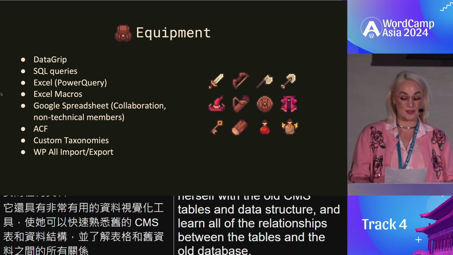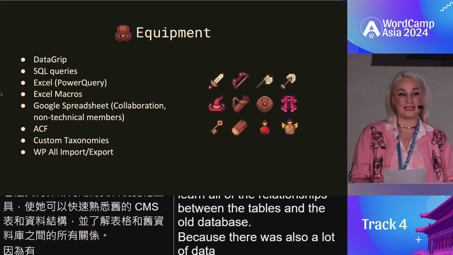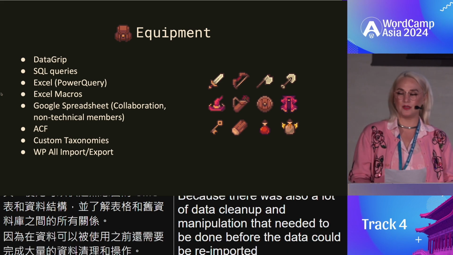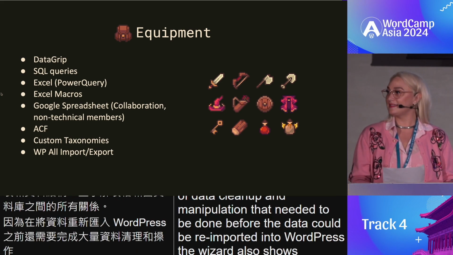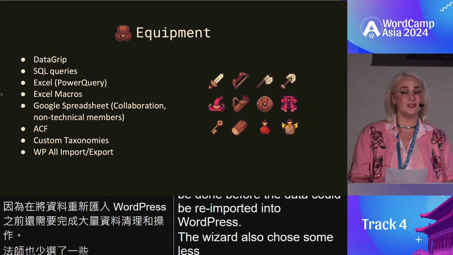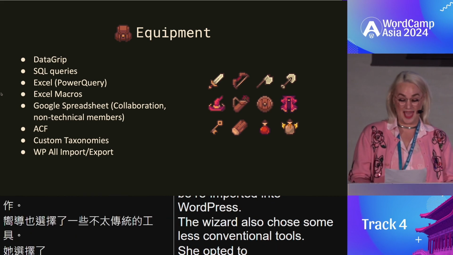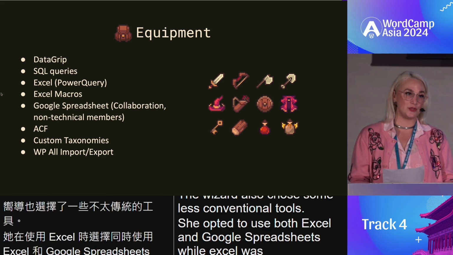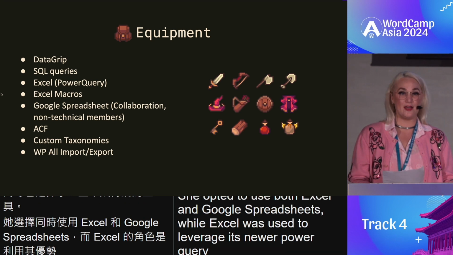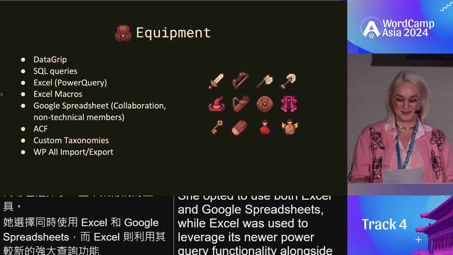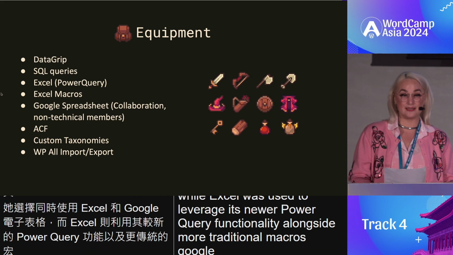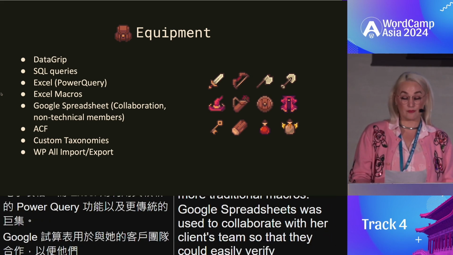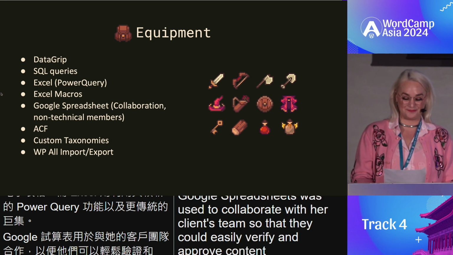Because there was also a lot of data cleanup and manipulation that needed to be done before the data could be re-imported into WordPress, the wizard also chose some less conventional tools. She opted to use both Excel and Google Spreadsheets. While Excel was used to leverage its newer Power Query functionality alongside more traditional macros, Google Spreadsheets was used to collaborate with her client's team so that they could easily verify and approve content before re-import.